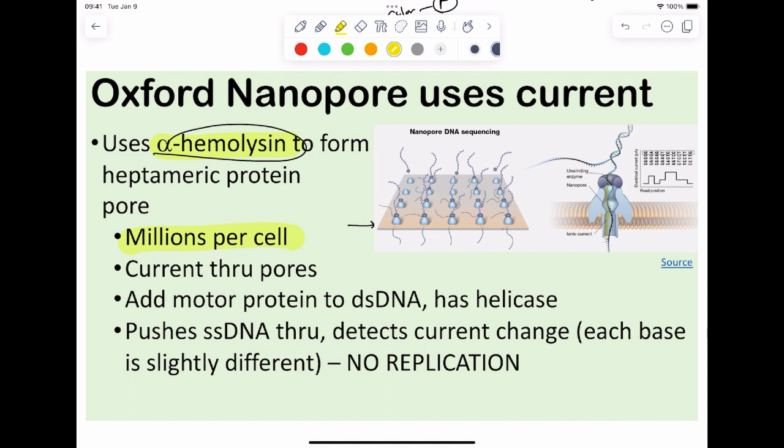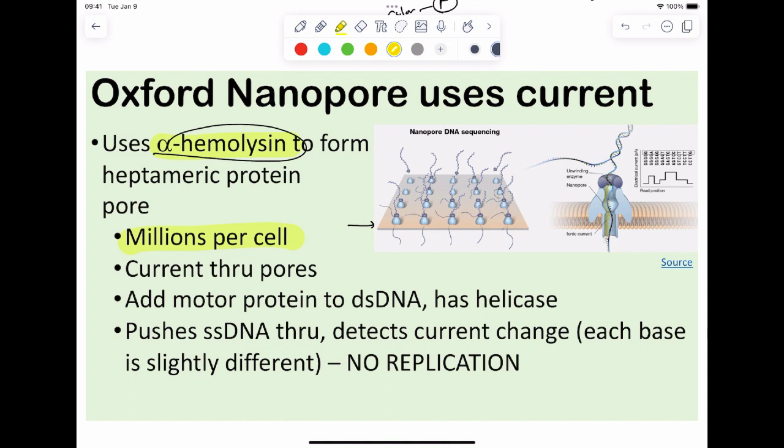And here's the genius of this one. Everything else that we've been doing, we've been using DNA replication, which means I need parts. What if I don't need to make it replicate at all? What if I could just shred it open and just flat out detect the nucleotides as they move past? How the hell would you do that?